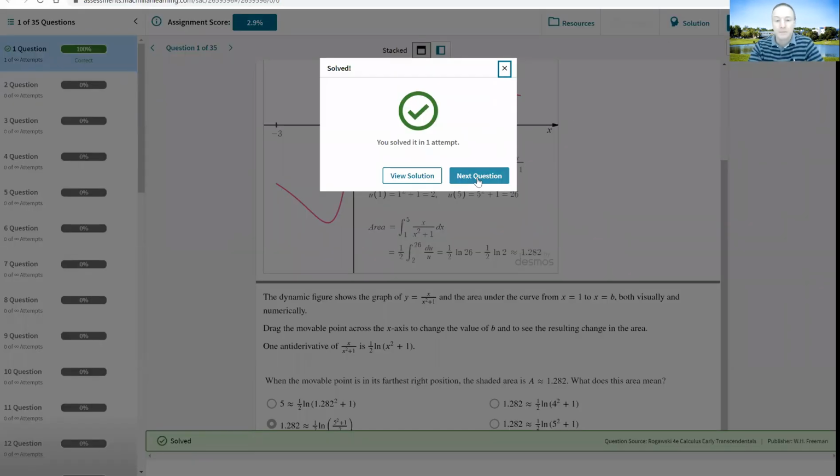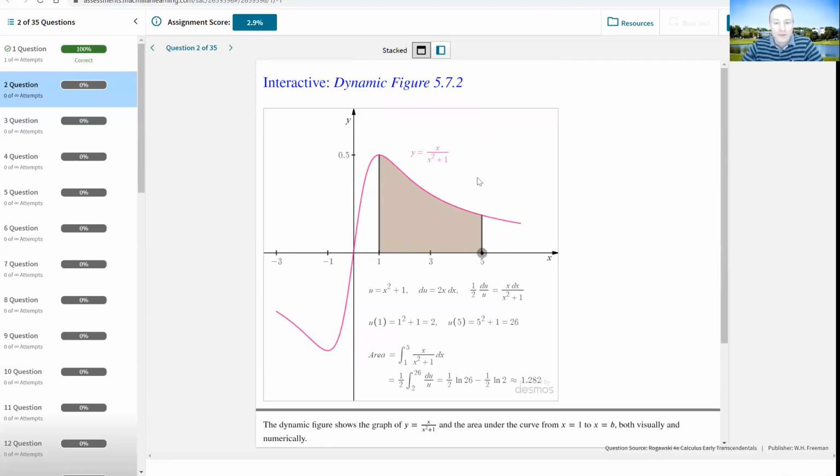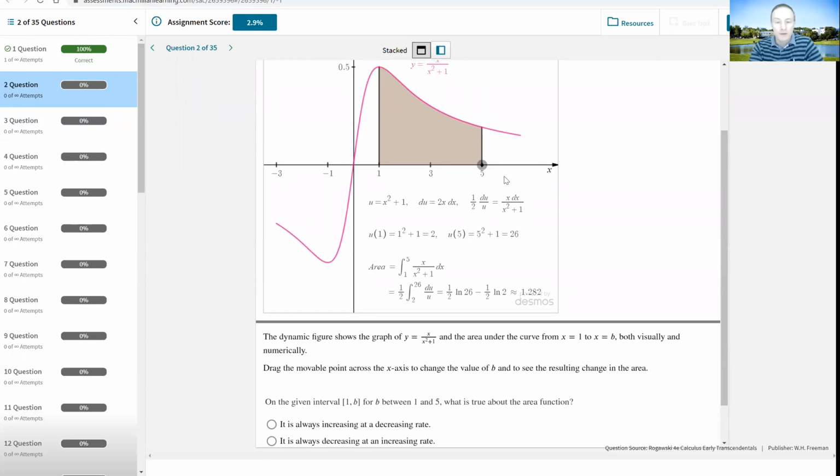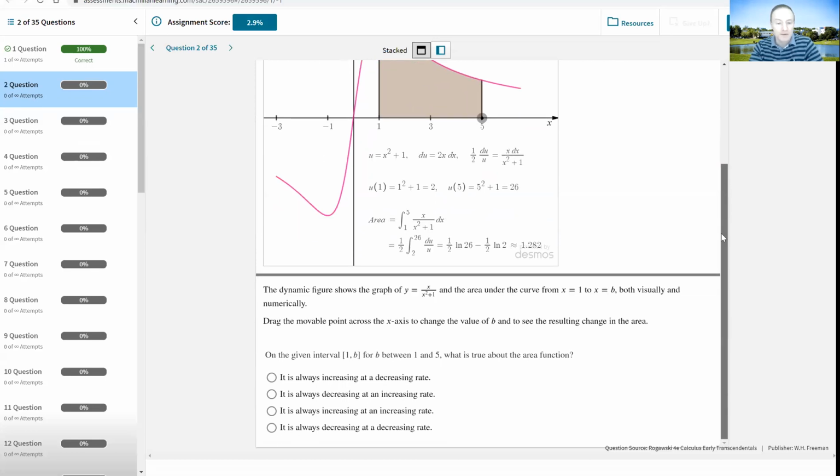Up next, for the second question, still the same graph. It says on the given interval where you're starting at 1 and going up to some number b, where b is some value between 1 and 5, what is true about the area function? Remember, the area function is going to be represented by the integral from 1 to any value b. And we know that as b is increasing, the area is going to get larger and larger and larger. As I make it larger, the area gets larger. So I know that the area is increasing.